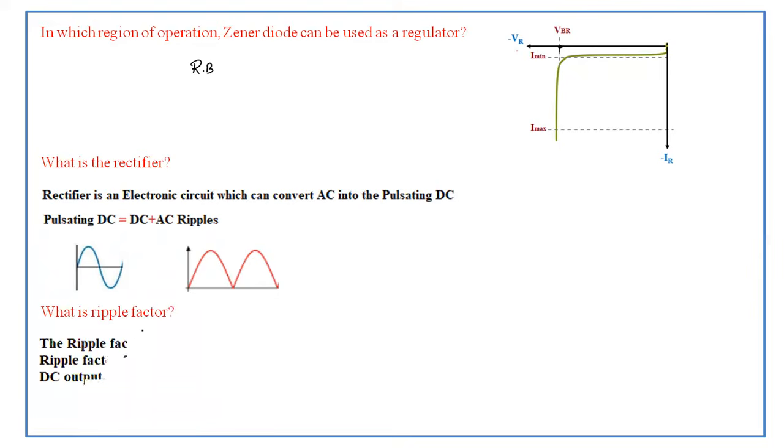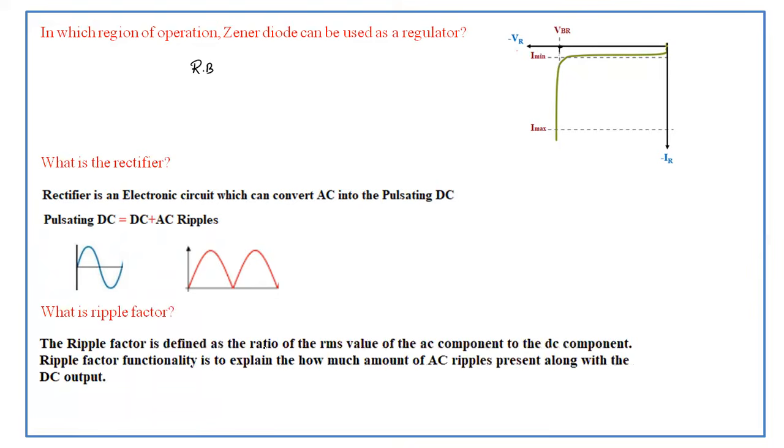Next, what is ripple factor? A ripple factor is defined as the ratio of the RMS value of the AC component to the DC component. The ripple factor explains how much AC ripple is present along with the DC output. See here, it looks like AC, but we will not call it AC. This is called pulsating DC. This is the input of the rectifier. It is the output of the rectifier. Even though it is pulsating DC, it looks like AC only. That's why it has AC ripples.